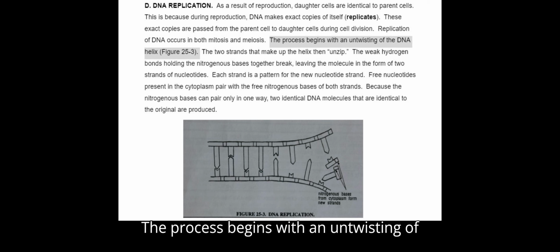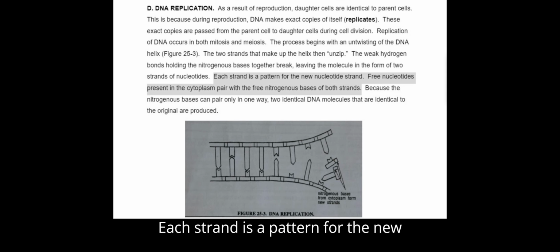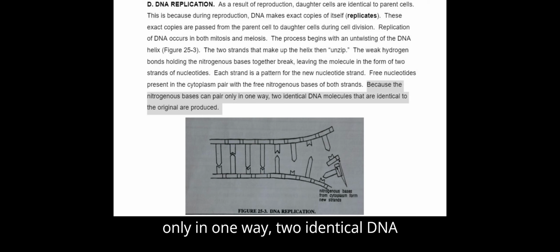The process begins with an untwisting of the DNA helix, figure 25-3. The two strands that make up the helix then unzip. The weak hydrogen bonds holding the nitrogenous bases together break, leaving the molecule in the form of two strands of nucleotides. Each strand is a pattern for the new nucleotide strand. Free nucleotides present in the cytoplasm pair with the free nitrogenous bases of both strands. Because the nitrogenous bases can pair only in one way, two DNA molecules that are identical to the original are produced.